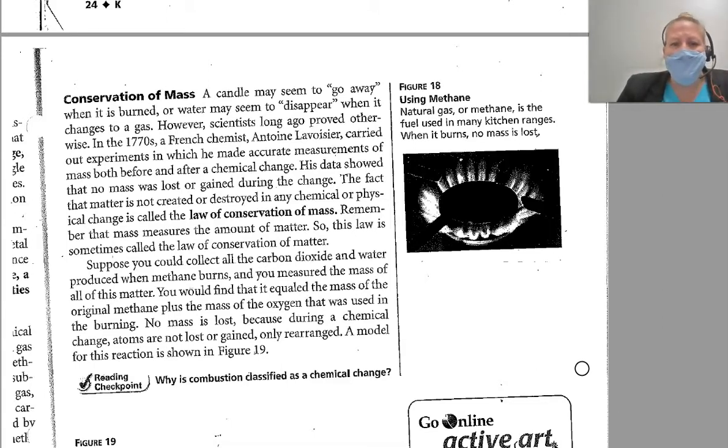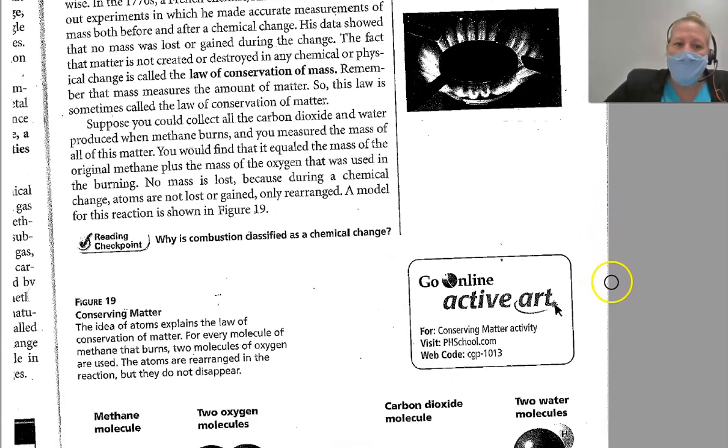Suppose you collect all the carbon dioxide and water produced from methane when methane burns, and you measure the mass of all this matter. You would find that it equals the mass of the original methane plus the mass of the oxygen that was used in the burning. No mass is lost because during a chemical change, atoms are not lost or gained, only rearranged. A model for this reaction is shown in figure 19. So figure 18 here is natural gas or methane, the fuel used in many kitchen ranges when it burns, and no mass is lost.